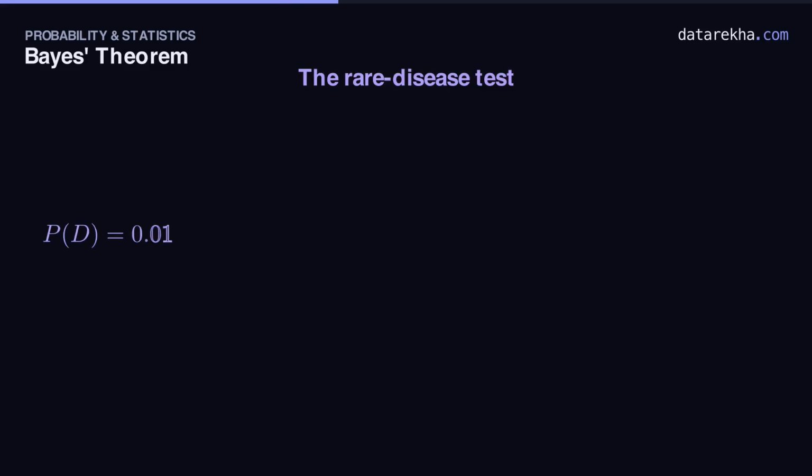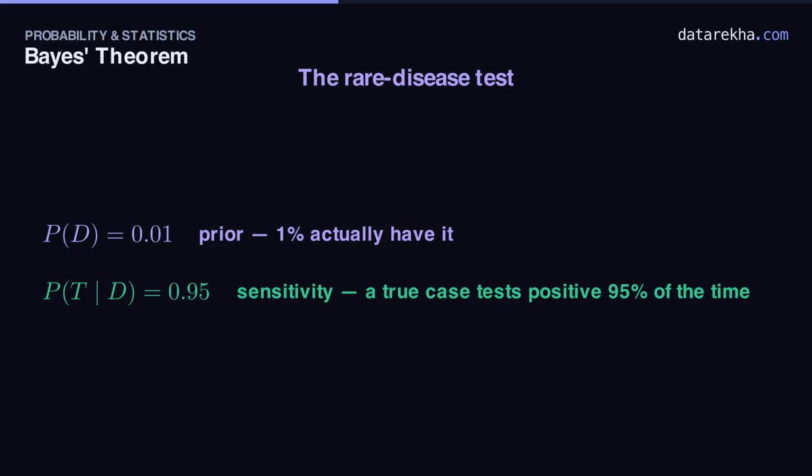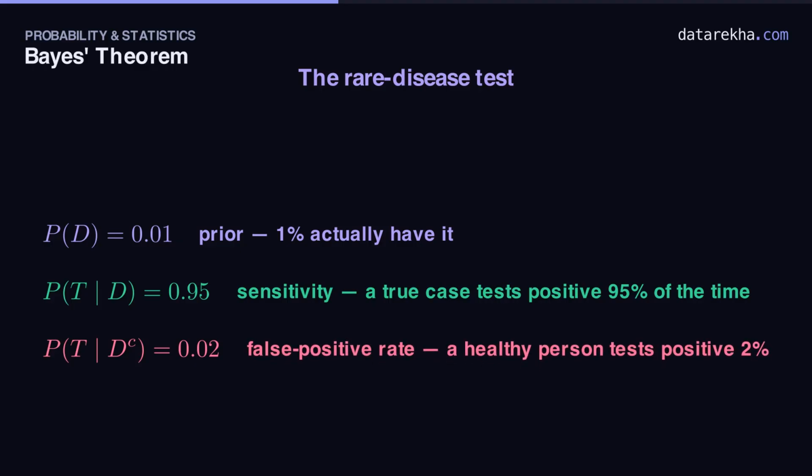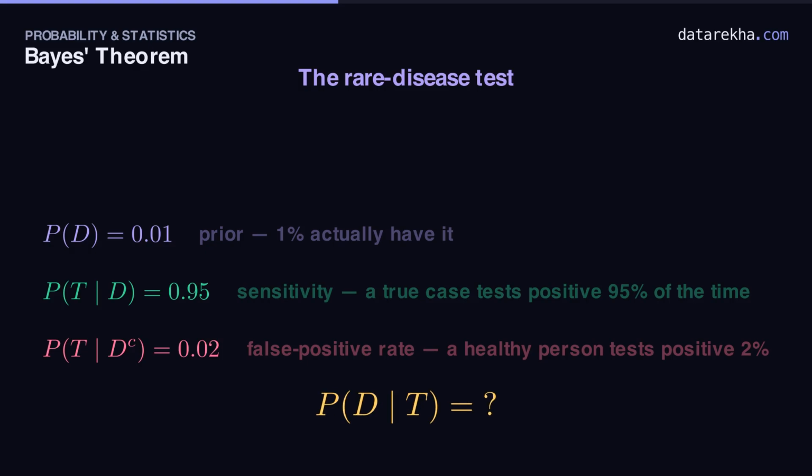Let's make it concrete. Three numbers set the scene. First, the prior. 1% of people actually have this disease. Second, the sensitivity. If you genuinely have the disease, the test catches it 95% of the time. And third, the false positive rate. Even a healthy person tests positive 2% of the time. Small, but it matters enormously. You test positive. The question is the posterior, the chance you truly have the disease.